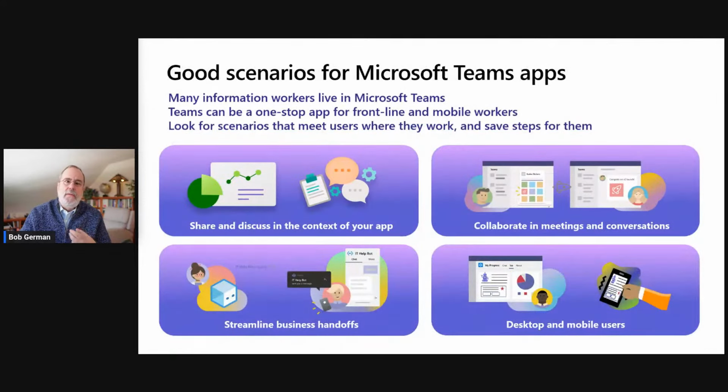So I want to go over some good scenarios for doing this. In addition to information workers who may live in Teams, and so have it open all the time, you should also be aware that Teams can be used by frontline workers and mobile workers, where it can be a one-stop shop for somebody who maybe has Teams on their phone, and they can get all their corporate information as well as exposing apps, maybe your app, as well as working with their colleagues and collaborating and managing their shifts and things like that, all through that one application on their phone.